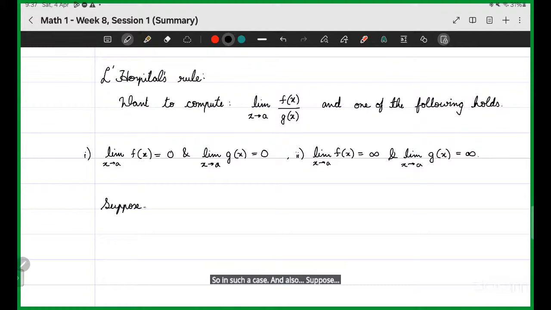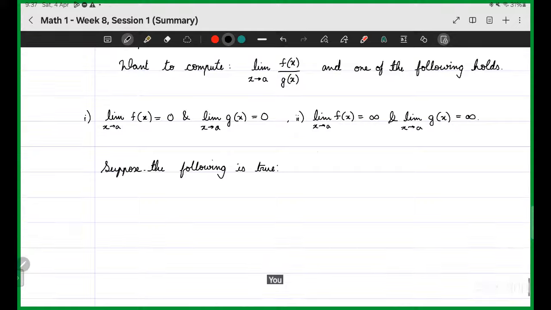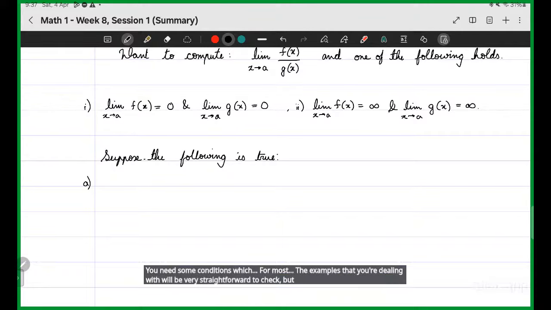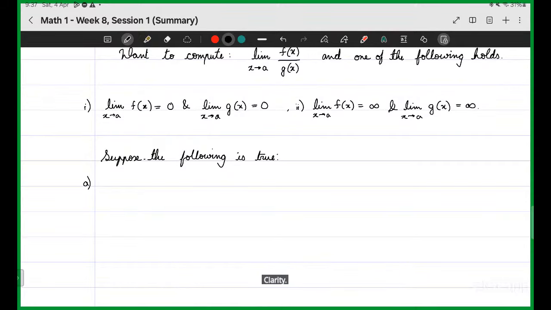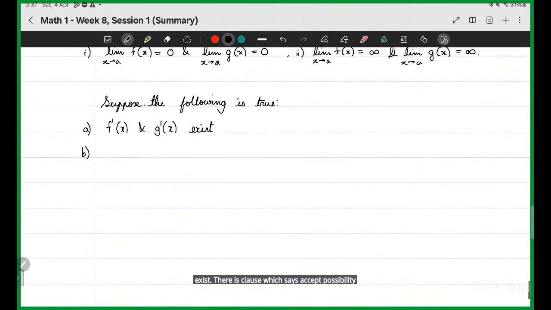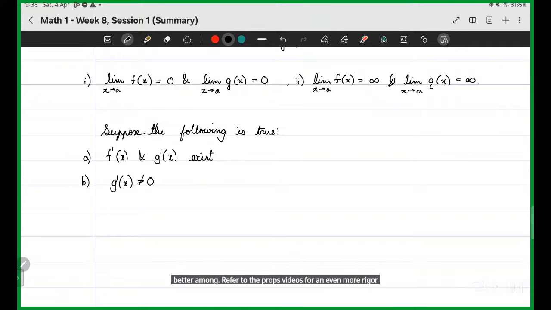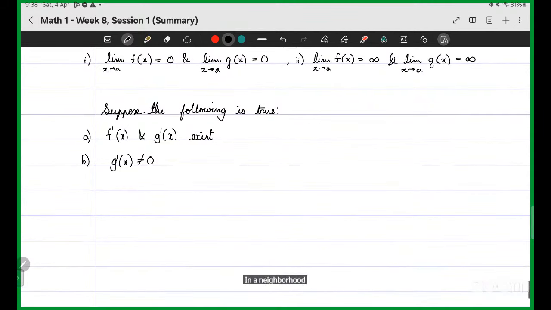and also suppose the following is true. You need some conditions, which for most of the examples that you're dealing with will be very straightforward to check, but I will just list it for clarity. What you need is that f prime of x and g prime of x exist. There is a clause which says except possibly at a. Refer to the proofs videos for an even more rigorous version of this. In a neighborhood, if you just say g prime of a is not equal to 0, it could be 0. I just need it to be this.